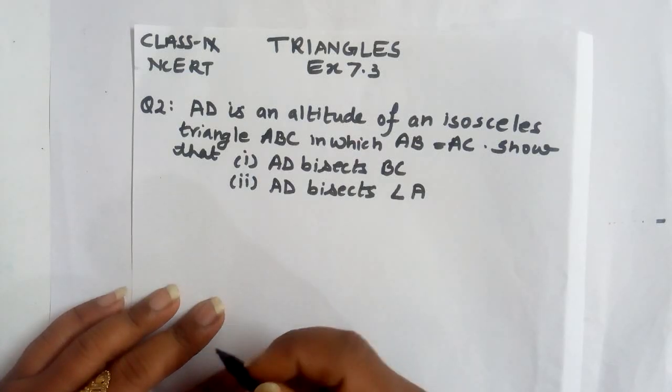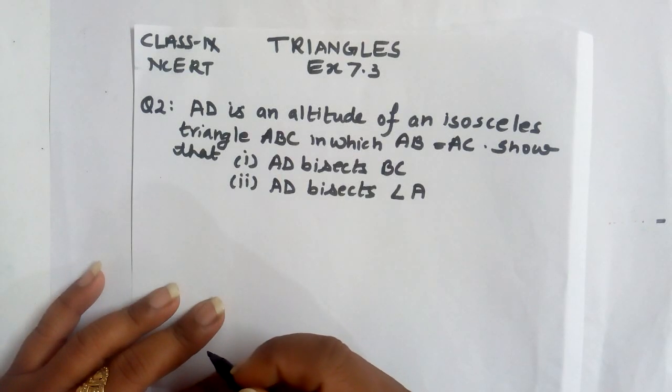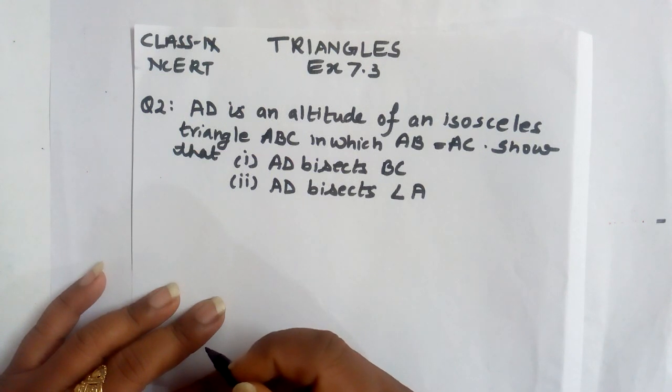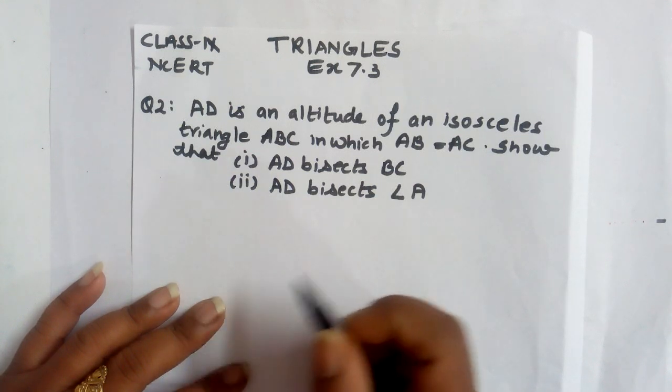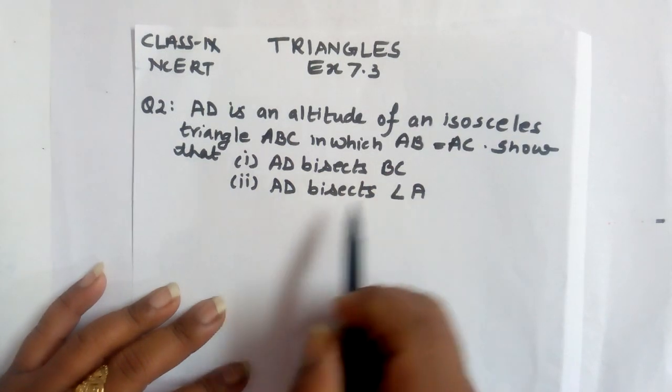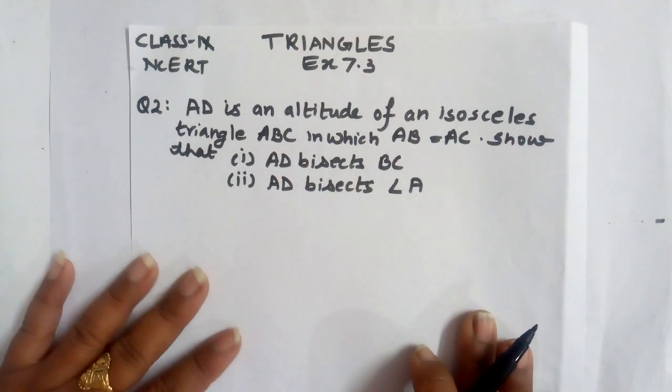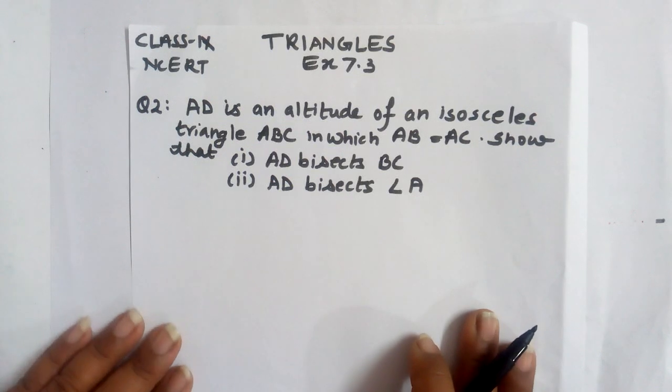Hello students, chapter Triangles, exercise 7.3, class 9. This question I have taken from the NCERT. Question number 2: AD is an altitude of an isosceles triangle ABC in which AB is equal to AC. Show that AD bisects BC as well as AD bisects angle A. For question number 1, you can go through my previous video.